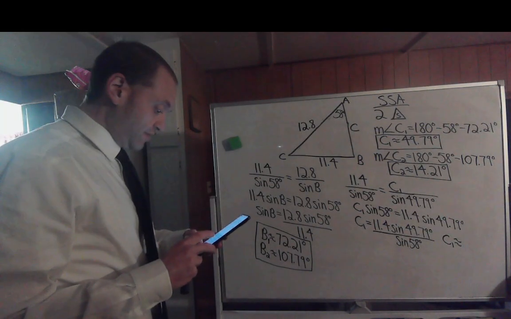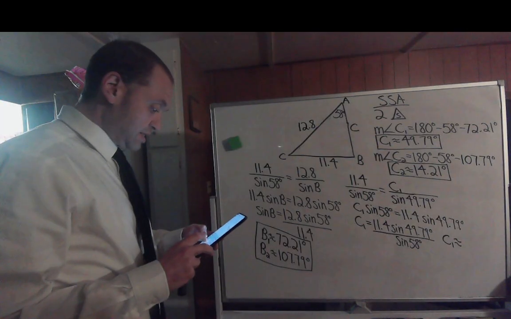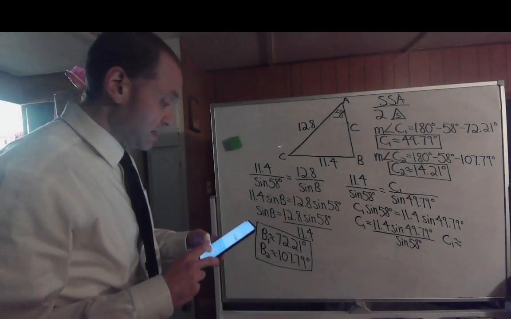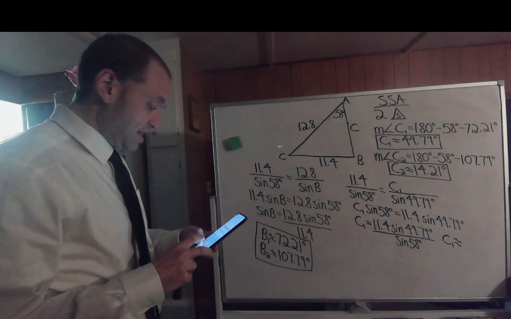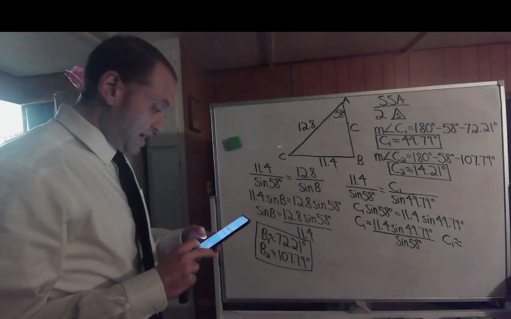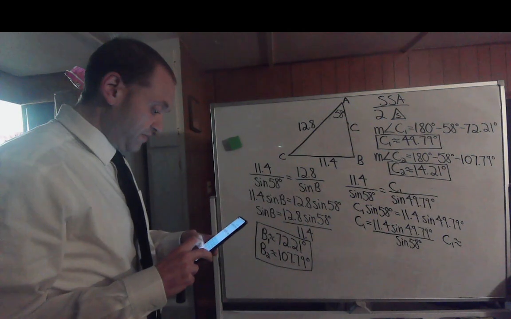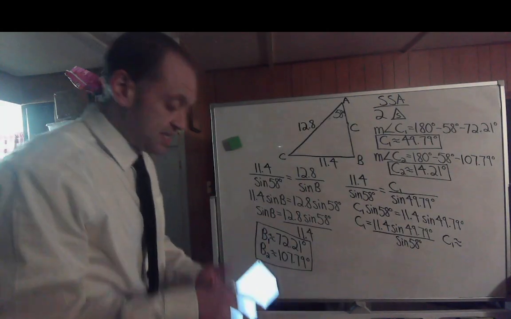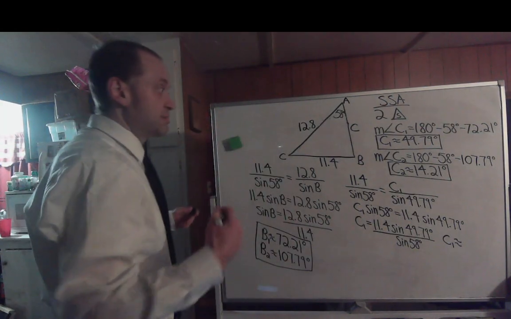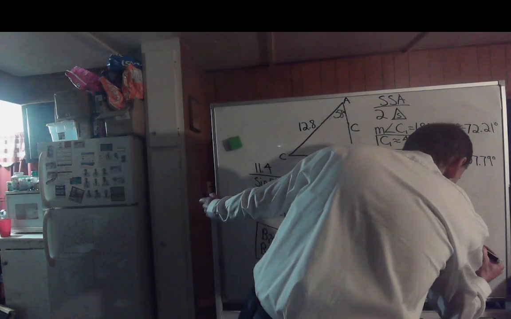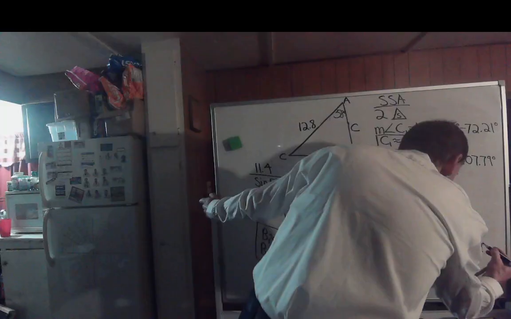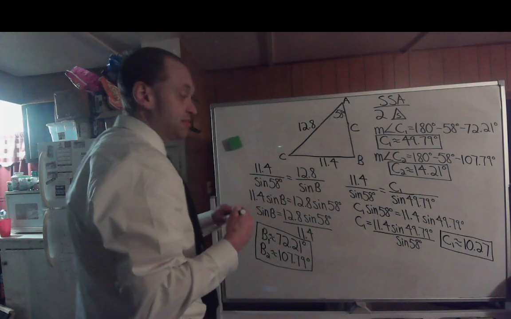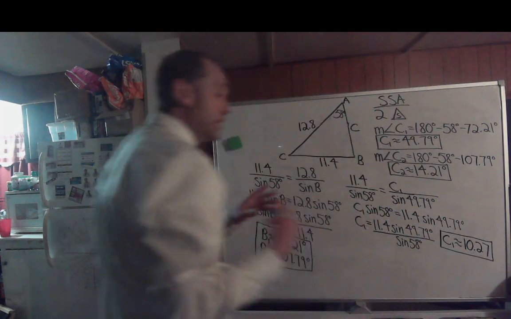Alright, so we have 11.4 times the sine of 49.79. Take all that, divide it by the sine of 58 degrees. To 2 decimal places, you get a length of approximately 10.27. So the first possibility for side C is approximately a length of 10.27, but we still have to consider the second possibility.